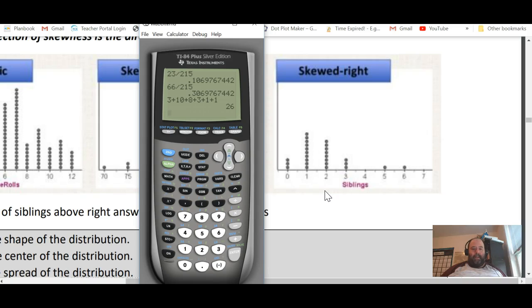But that's it. Shape is skewed right. Center is between 1 and 2. The spread runs from 0 to 6. And 5 and 6, because they're separated there, are potential outliers, but are not necessarily until we investigate a little bit further. All right, so that's problem 7.